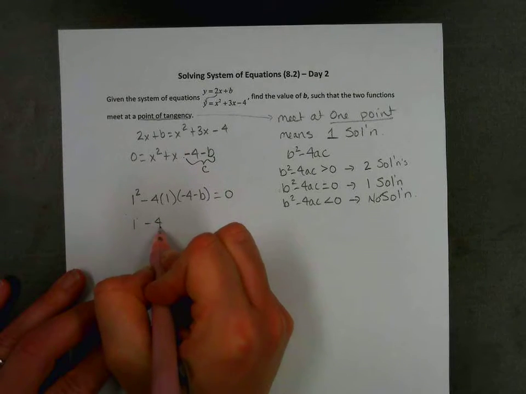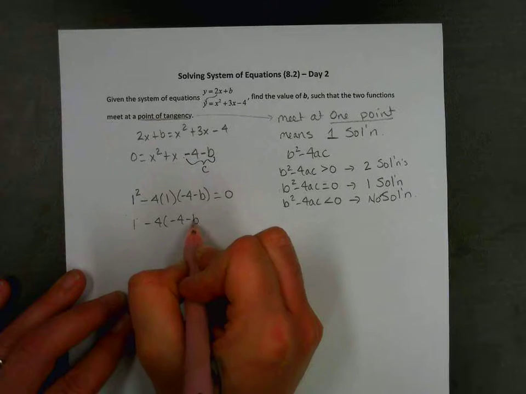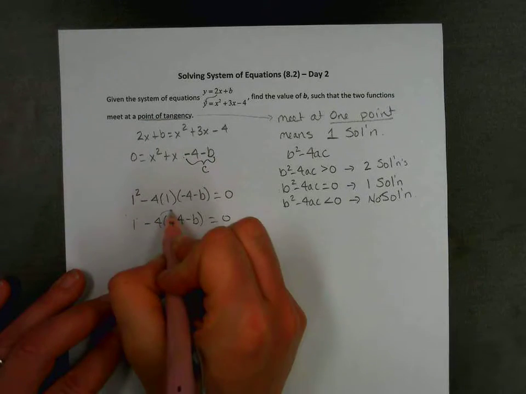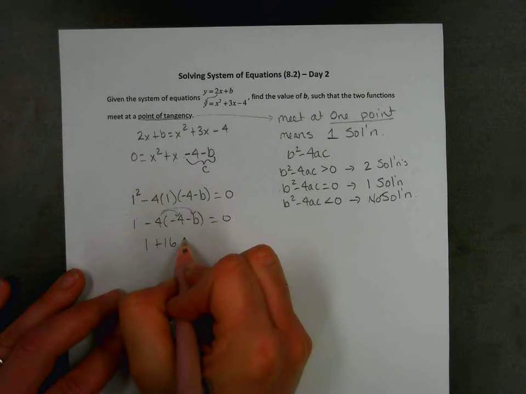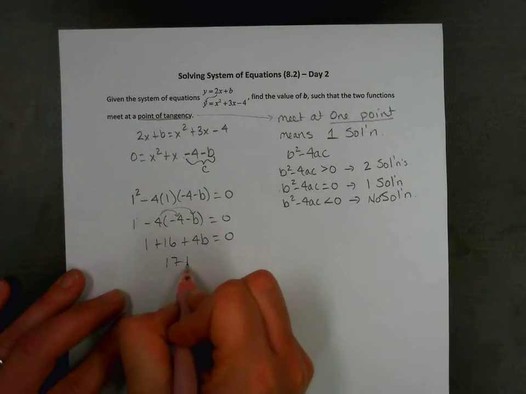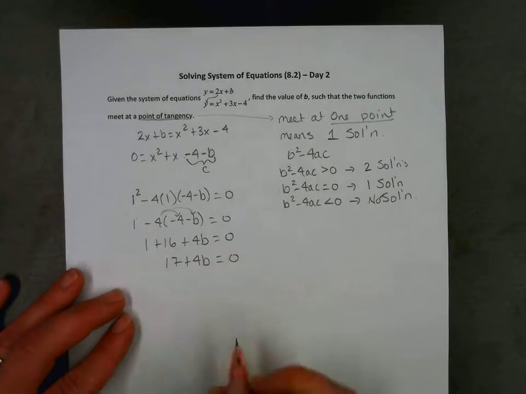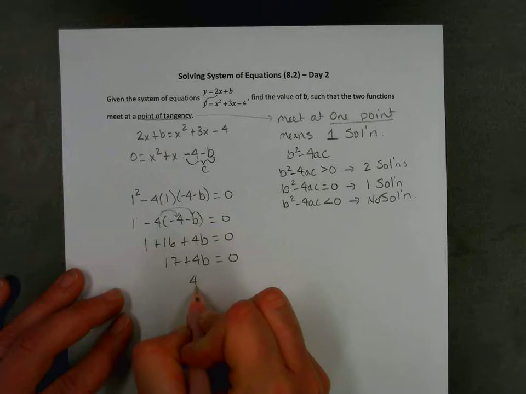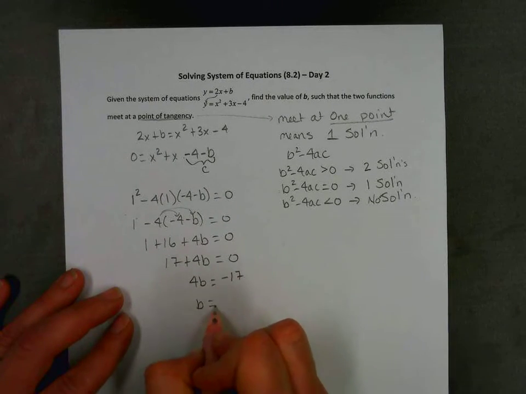So this simplifies to negative 1 minus 4 times negative 4 minus b. I'm going to run this through my calculator. And then what we end up with is a very simple linear equation that we are going to solve for b. So I'm going to move 17 to the other side. I'm going to divide both sides by 4.